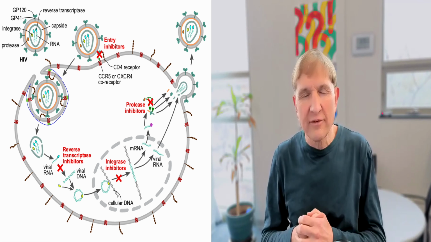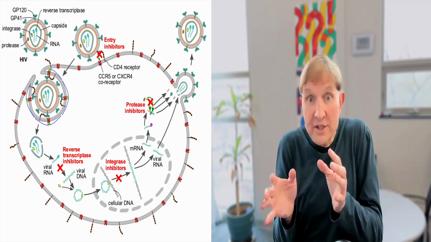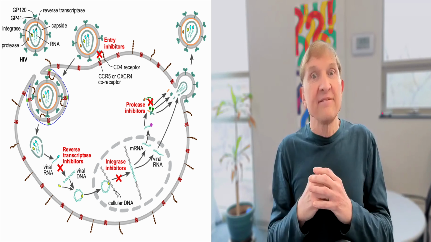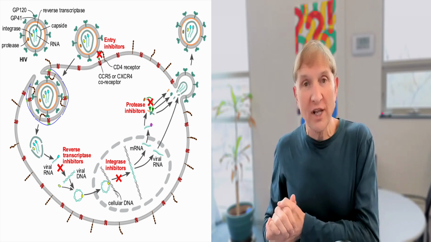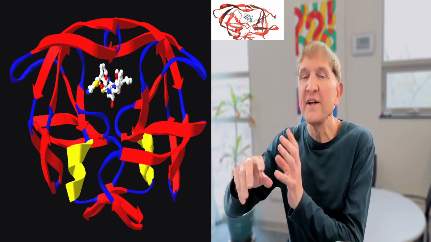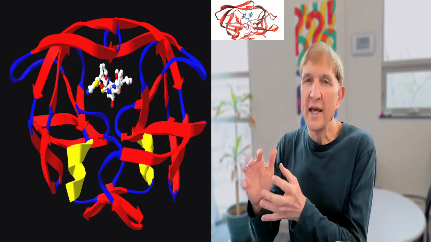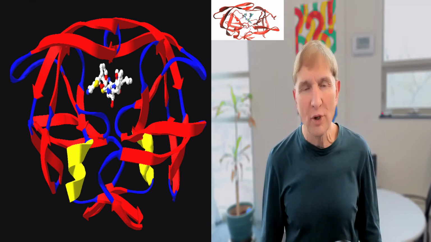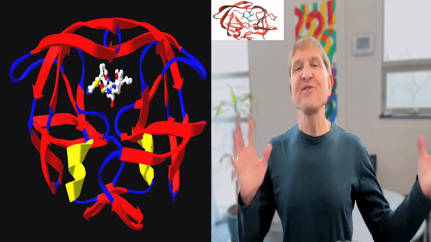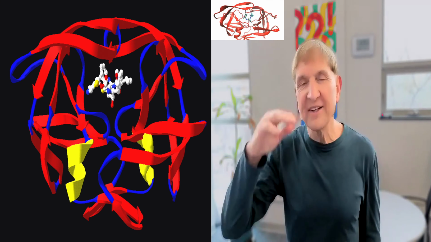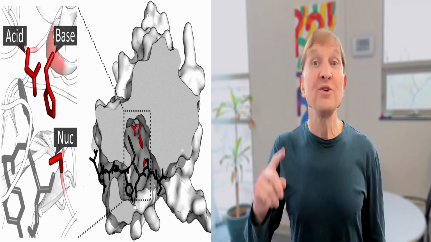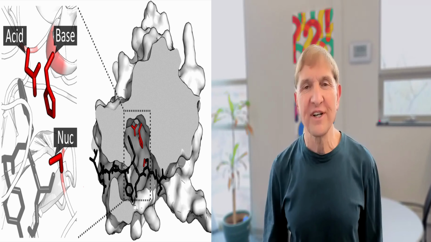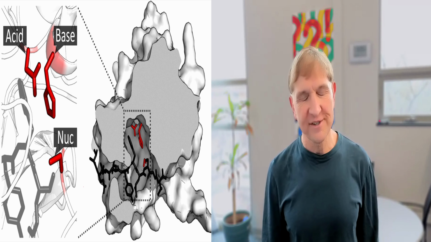AZT was one of the first. We could block the integration process, and finally, we can block that cleavage with protease inhibitors, compounds that interfere with the amide hydrolysis performed by proteases. Okay, this is all very interesting, but it's well ahead of where we are now. To understand proteases, you need to understand the chemistry of amide hydrolysis.